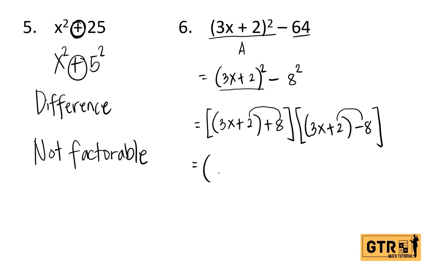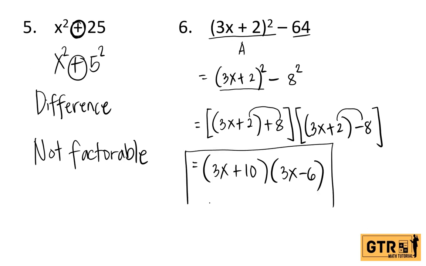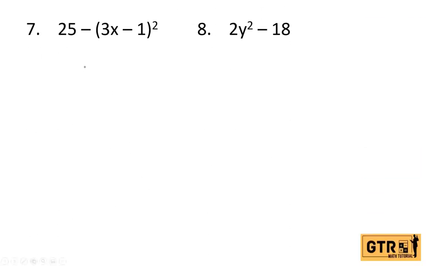So therefore, final answer natin, we have 3x, 2 plus 8. So we have plus 10. And then for this, just copy 3x, 2 minus 8. So that's equal to negative 6. So ito na yung kumpletong factor natin, (3x plus 10) times (3x minus 6). Okay, so next example, number 7 and 8.